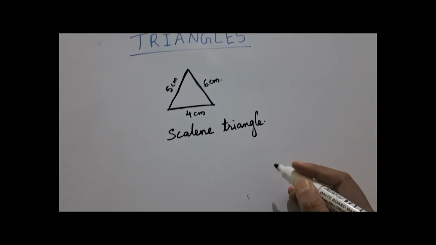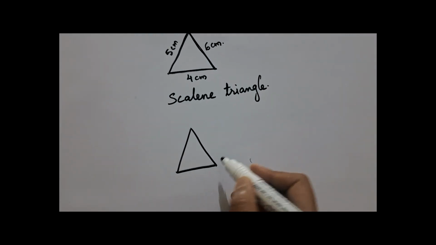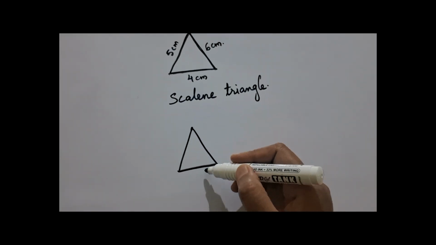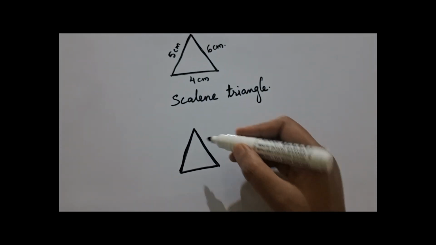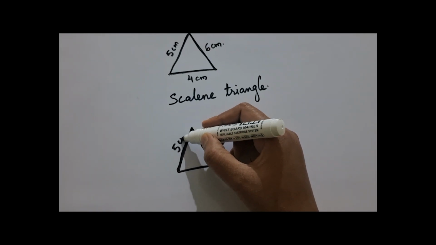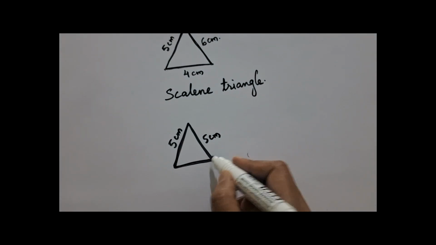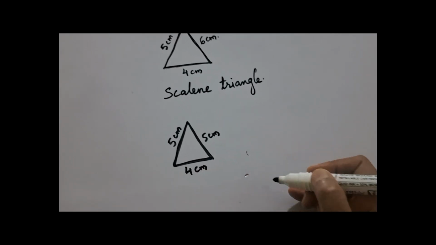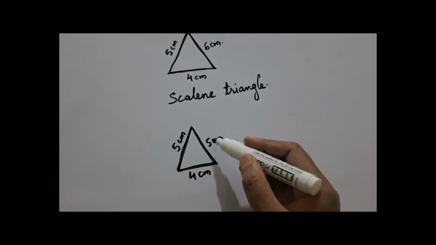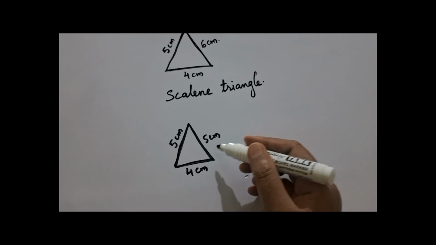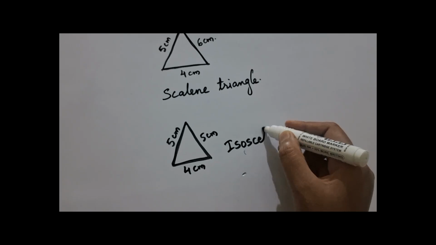Okay, children. Now next, if a triangle is having two sides of the same length, that means suppose this is 5 centimeter and this one is also 5 centimeter, and this third one is of a different length. Then this type of triangle in which two sides are same but the third side is different, we call this triangle an isosceles triangle.